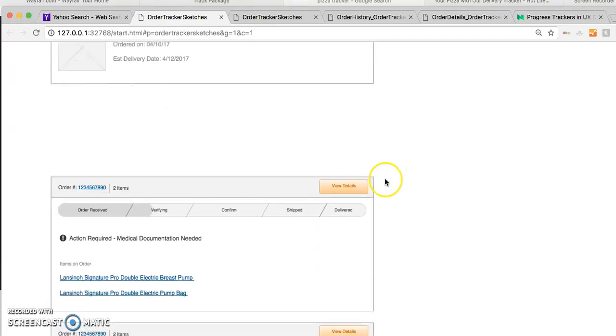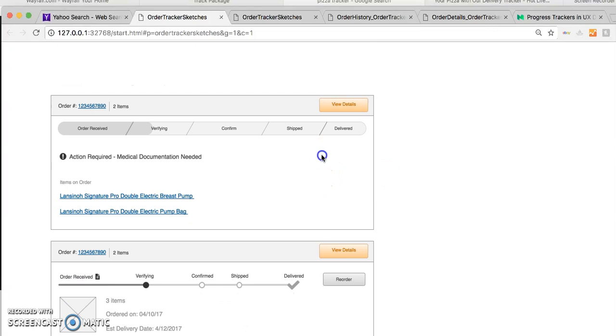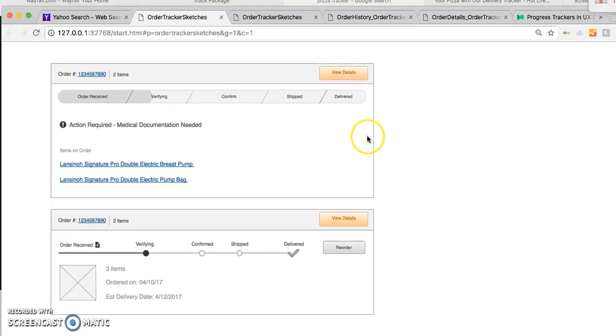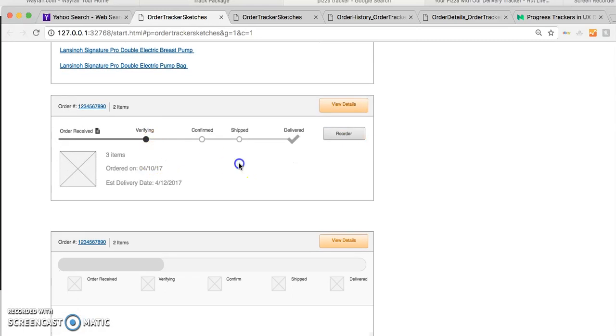Some other variations down here. This is a very pizza tracker version. The next thing that we found out was that having more than 4 steps here made this extremely complicated and busy in terms of design. So what we wanted to do was take that and simplify it into 4 steps. And so that's why we did that. Again, another horizontal version.